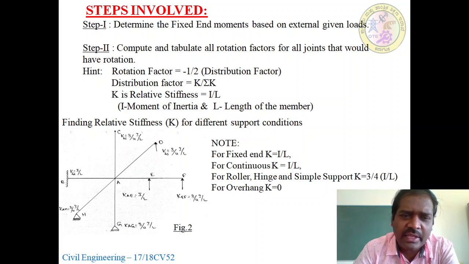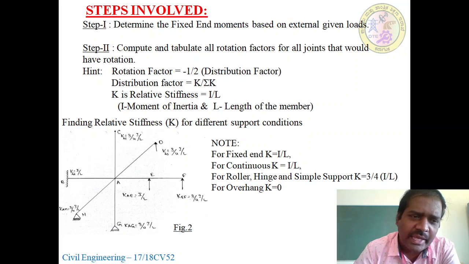For EF, check the position of F. Is it fixed? No. Is it continuous? No, because if one more support were there after F, it would be continuous. Otherwise it is a simple support. So K is equal to 3 by 4 I by L. Keep in mind, this is very important to determine the rotation factor. Same for AG: it is a hinge support. Check the sequence. Is it fixed? No. Is it continuous? No. So it is a hinge support, and K is equal to 3 by 4 I by L.